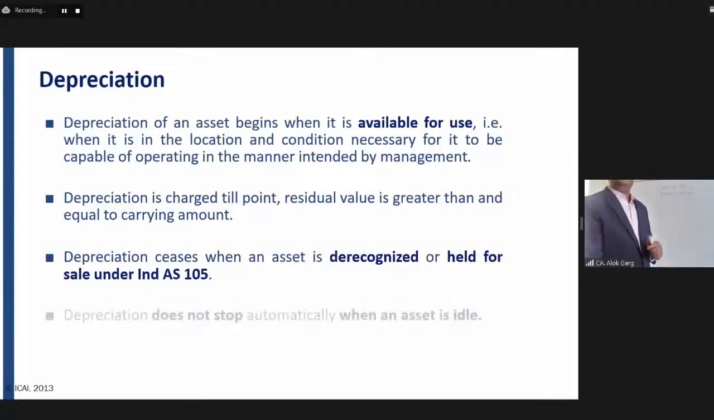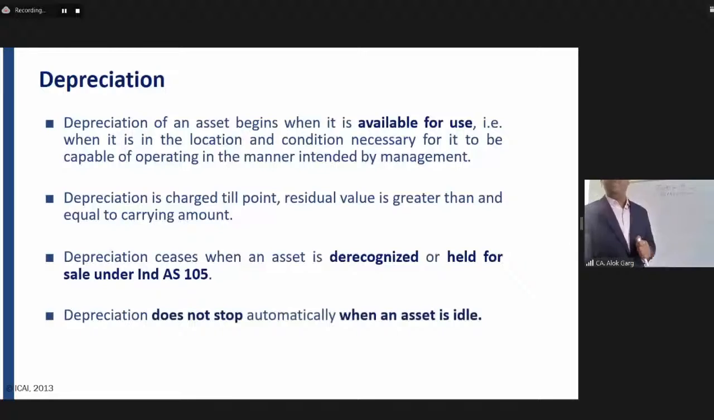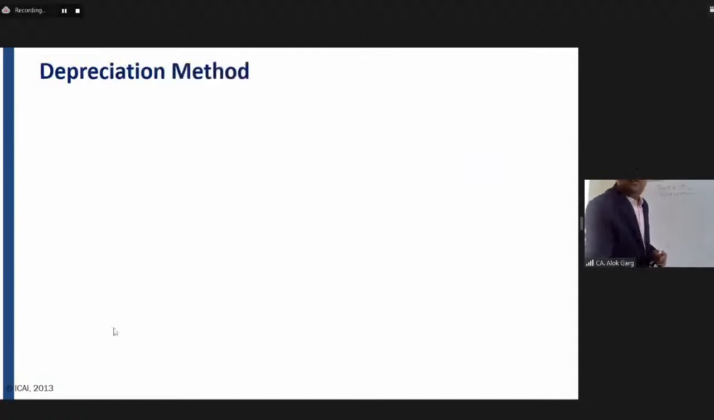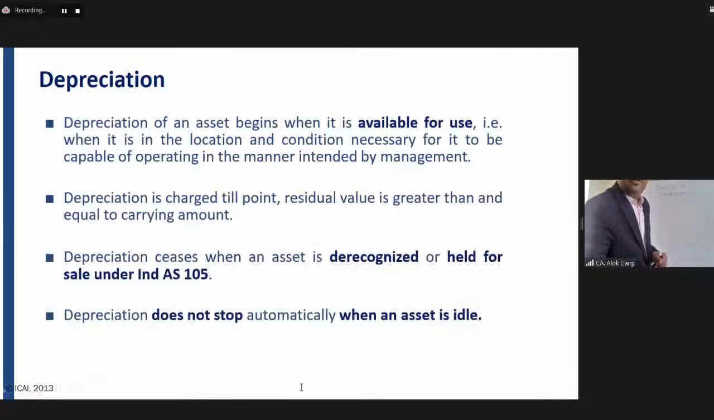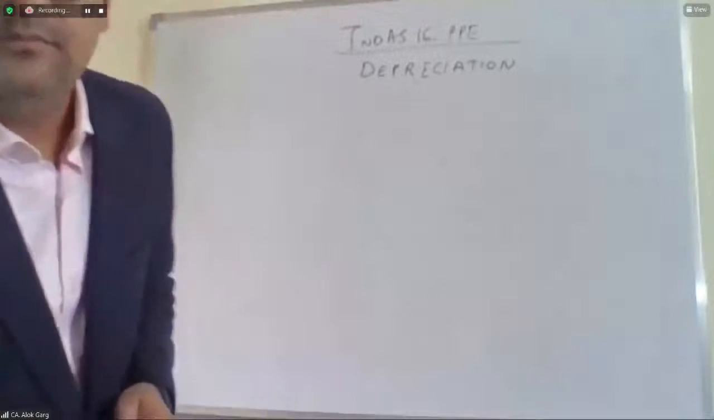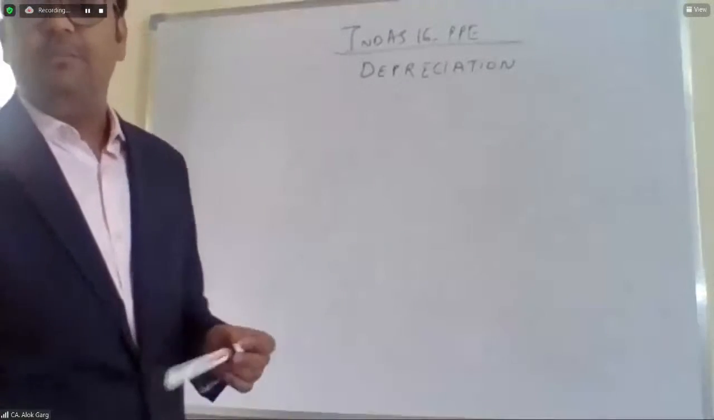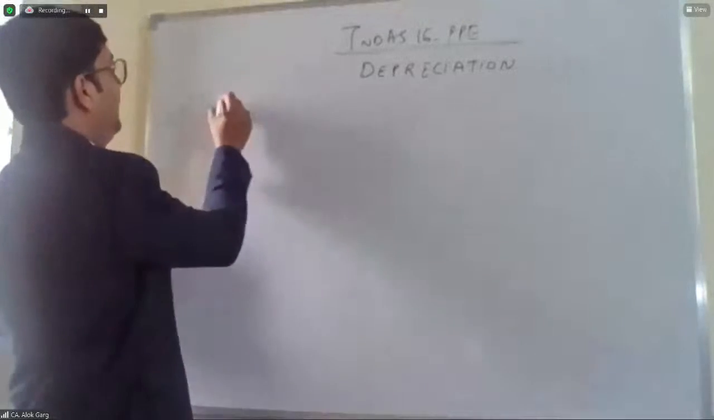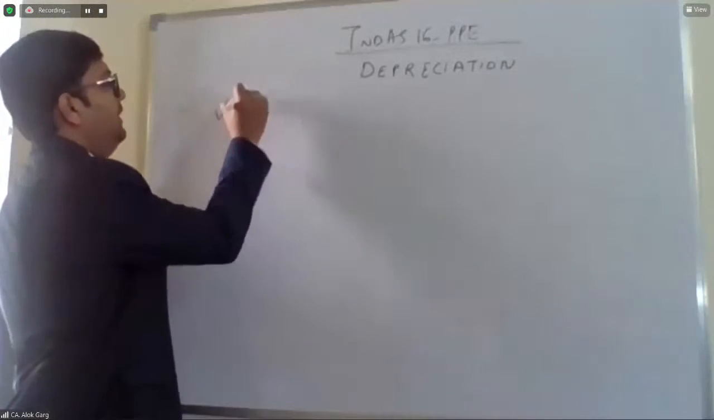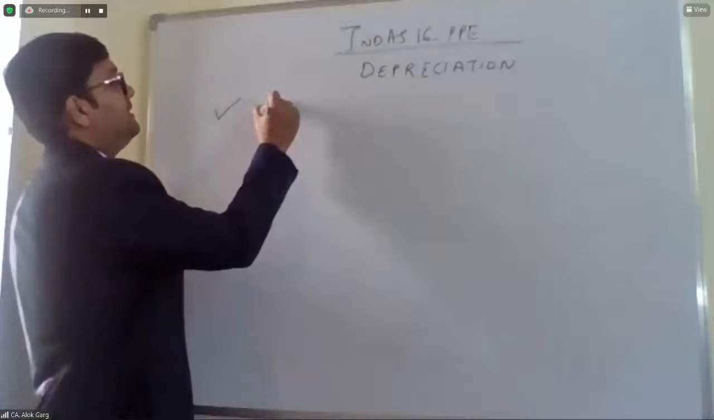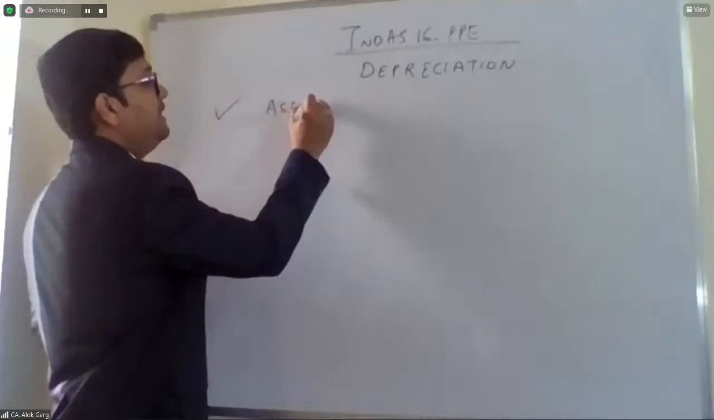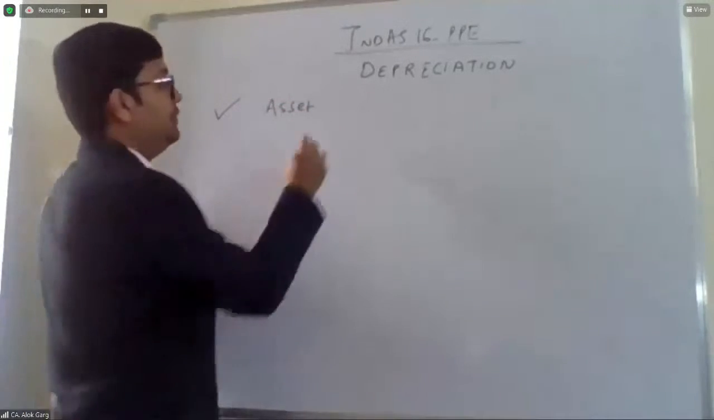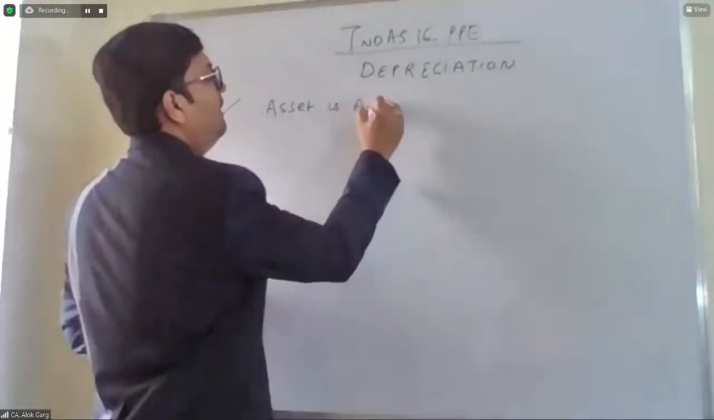So now we are discussing some important concepts for depreciation. A very, very important part of depreciation. So let me move on to the whiteboard. Yes, what are the important concepts? First of all, depreciation starts when the asset is available for use. The concept is not put to use, it is available for use. When the asset is available for use.